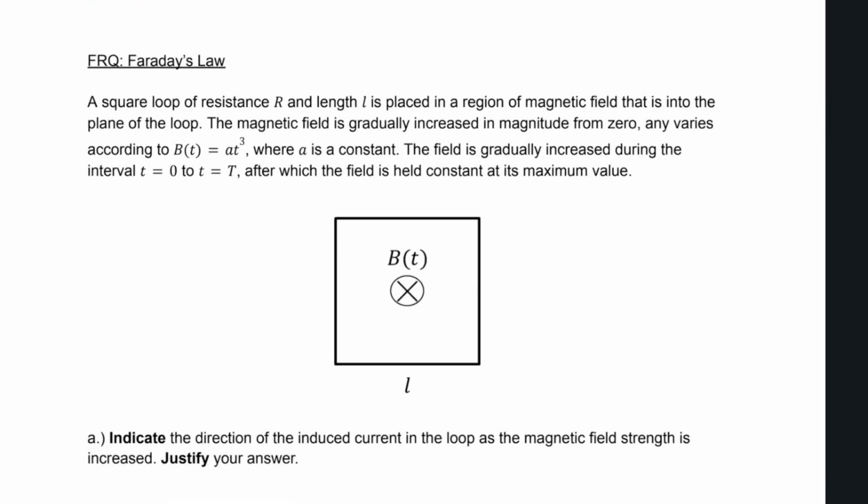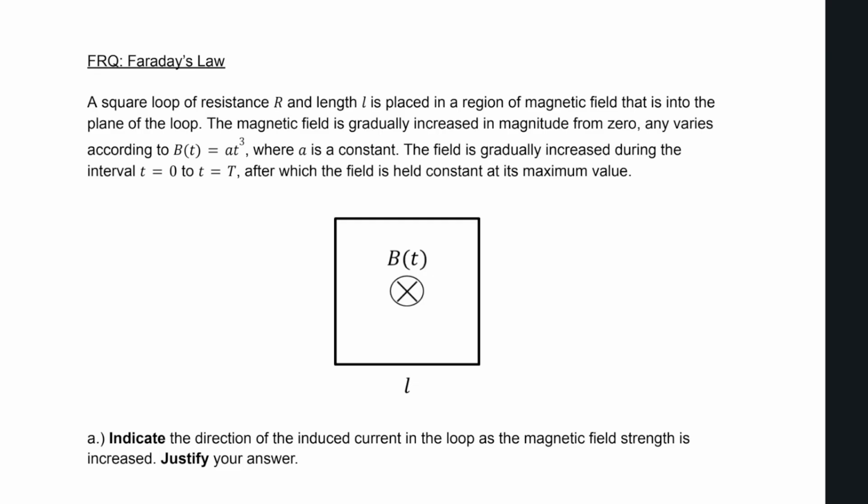All right, now for an actual free response. So first we will do one with Faraday's law, and then we'll do an application with EMF. So a square loop of resistance R and length L is placed in a region of magnetic field that's into the plane of the loop. The magnetic field is gradually increased in magnitude from 0 and varies according to B equals A times T cubed, where A is constant. So the field is gradually increased during the time interval T equals 0 to T equals capital T, after which it's held constant.